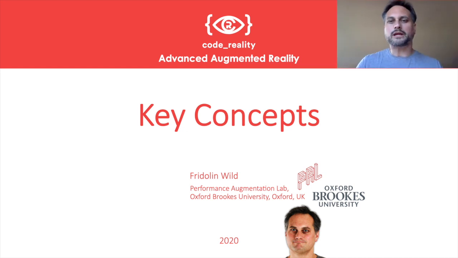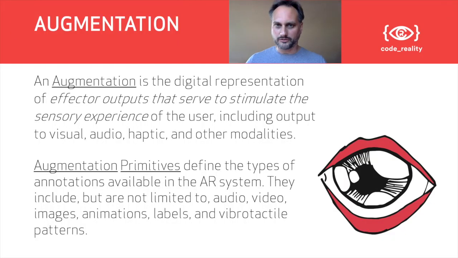So let's talk about the key concepts and define them properly, so we all have a shared understanding. First and foremost, we have the augmentation. That's the digital representation of the data that we need to send to effectors, so the effector outputs that then serve to stimulate the sensory experience of the user. That includes output modalities such as visual, audio, haptic, but there are many more that we can actually serve. For example, electrostimulation of the tongue to augment taste.